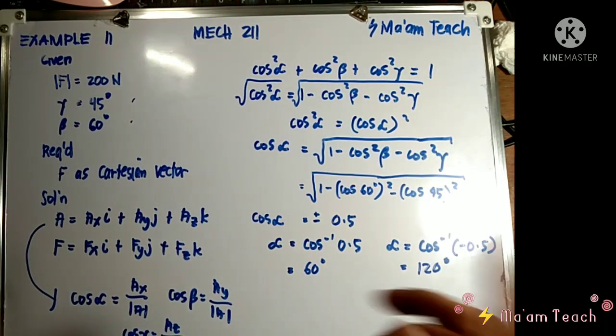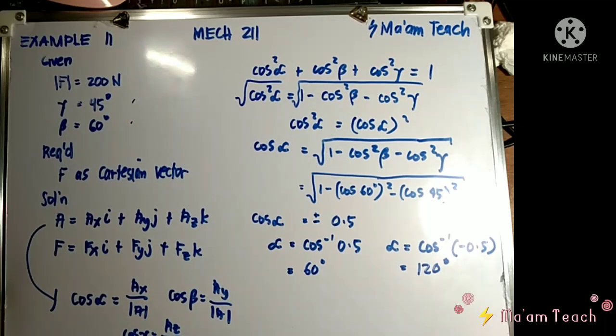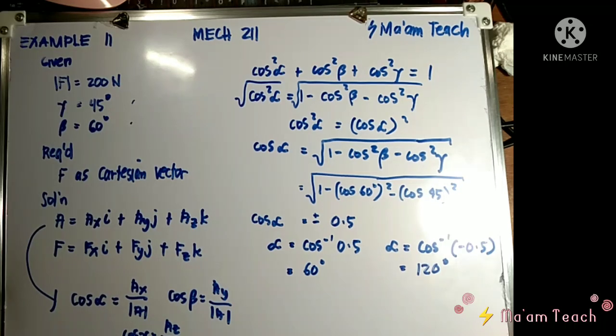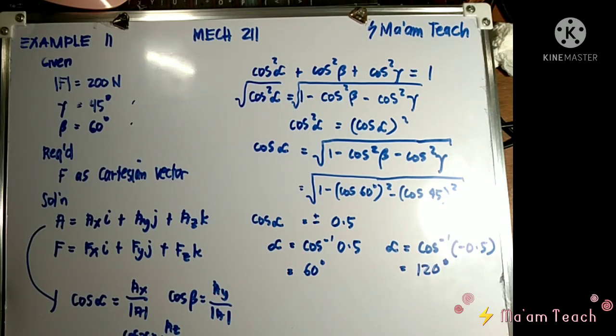Now, let us go back to the figure. What do you think? The location of the alpha, as you can see there, is from the x-axis towards the force F, or the vector F. What do you think? Is that 60 degrees or 120 degrees? So by inspection, class, our angle should be what?